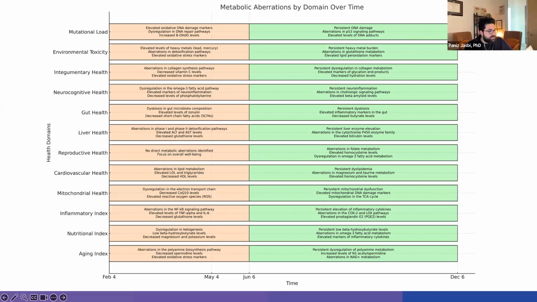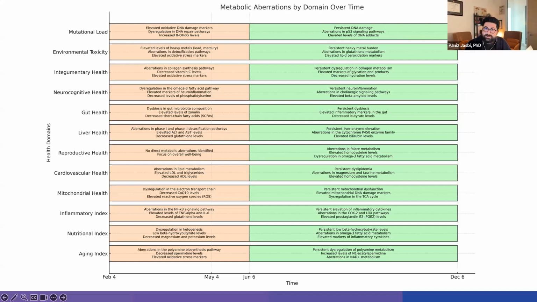We're seeing dysbiosis in gut microbiota composition, elevated levels of zonulin, decreased short chain fatty acid metabolism. In some cases, like reproductive health, we're not actually seeing any direct metabolic aberrations being identified. We're seeing dysregulation in the electron transport chain, decreased CoQ10 levels for mitochondrial health. And for the inflammatory index, we're seeing aberrations in NF-kappa B signaling. We're seeing TNF alpha and IL-6 most likely being elevated given our levels. Here we do see decreased glutathione levels as a significant contributor to that low inflammatory index.